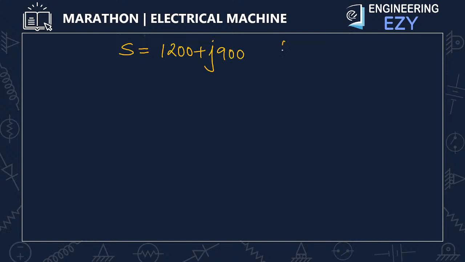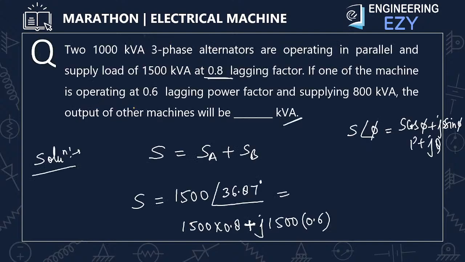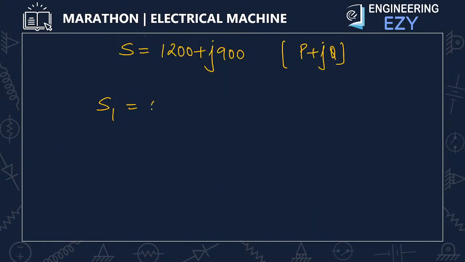900. It is P plus jQ. It is the first case. Now the S1, first load. First load is 800 kVA and power factor is 0.6. If the power factor is 0.6, it can be written as 800 angle 53.13.